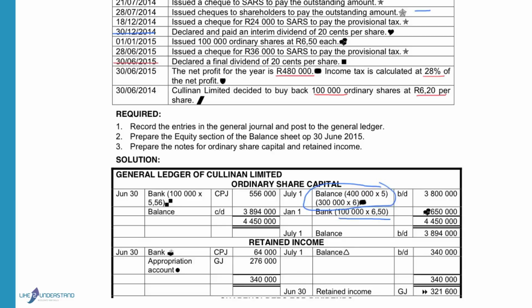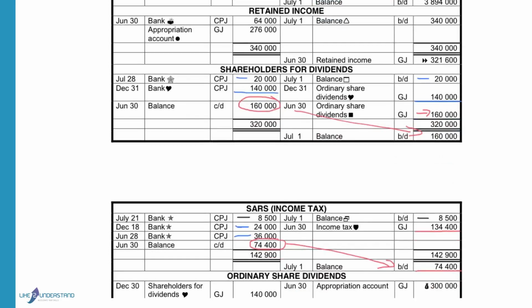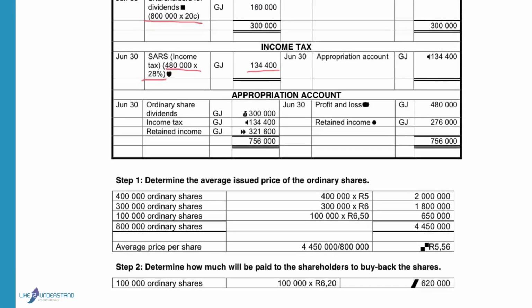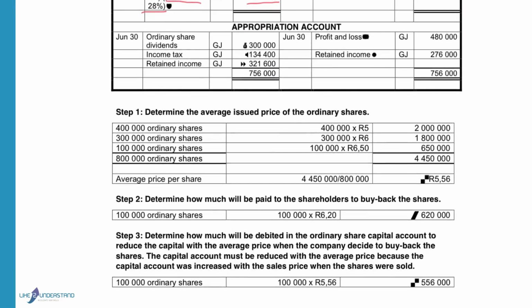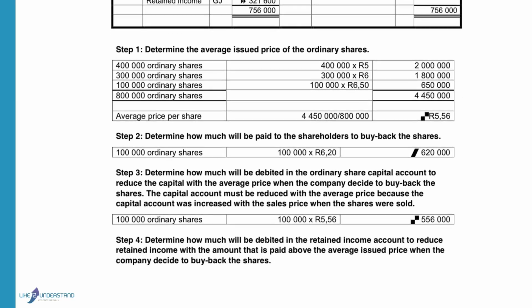As soon as they pay more than the average price, it means that some of the money will be taken out of retained income. Why will the company be prepared to pay more than the average price and reduce their profits? Because the retained income is profits that was kept back in the business in previous years. It actually belongs to the shareholders, and if the shares are repurchased, they are entitled to this profit that they didn't receive in the year when the profit was made.